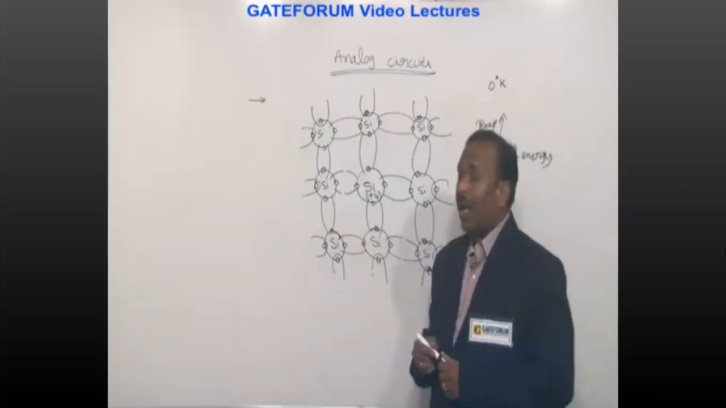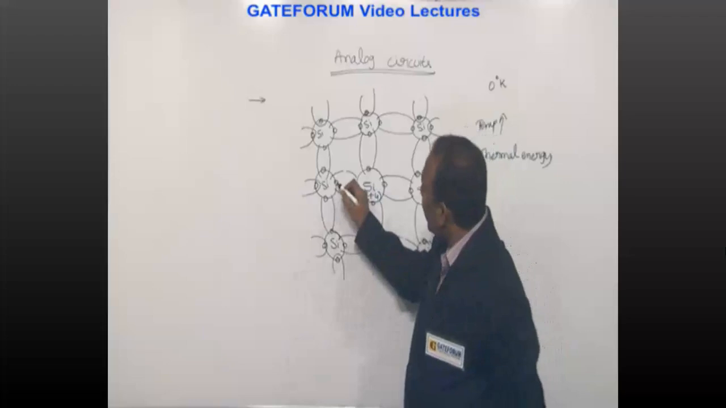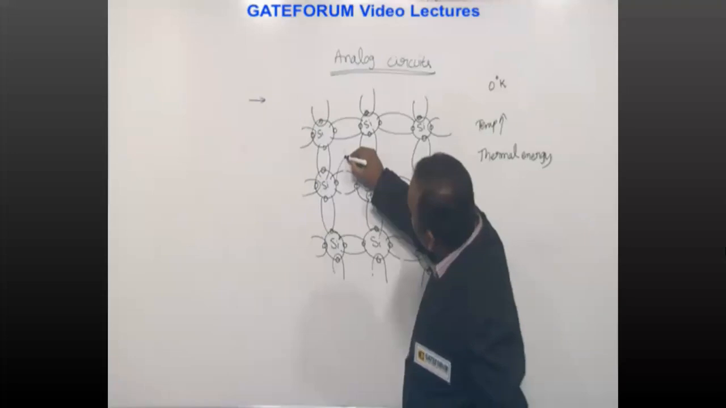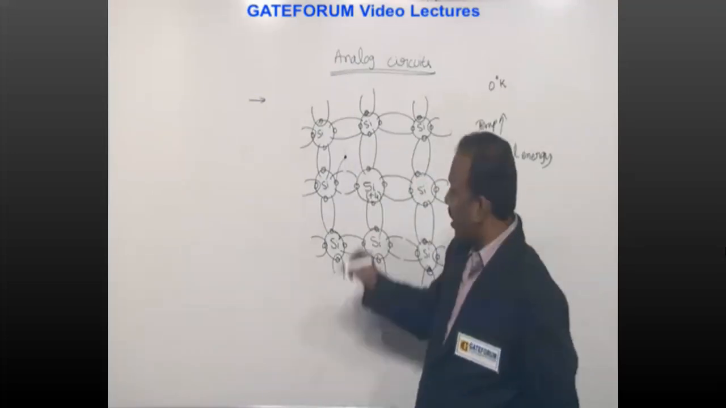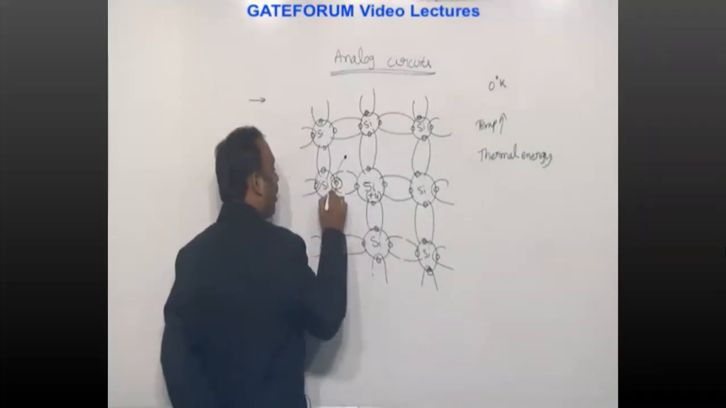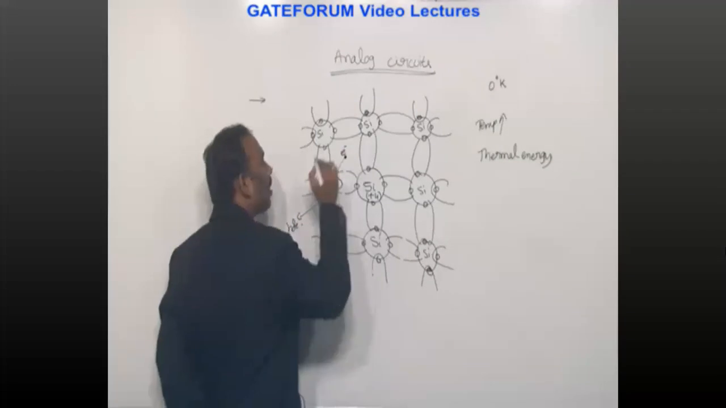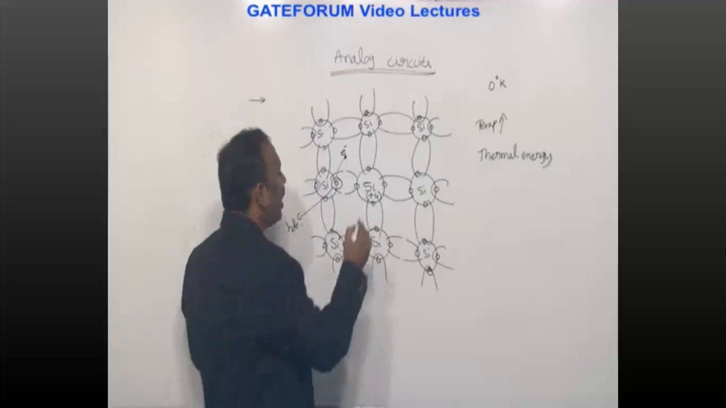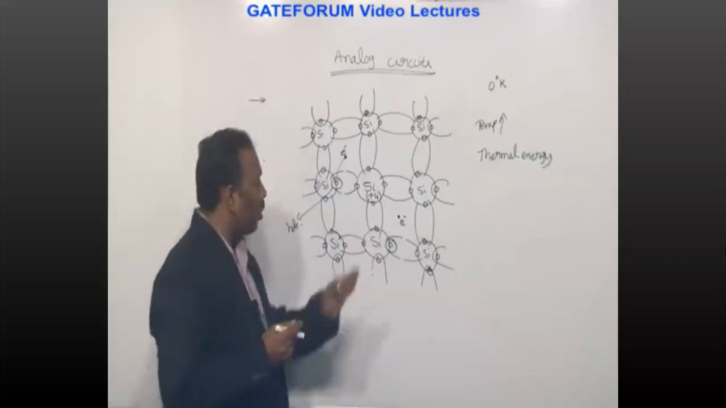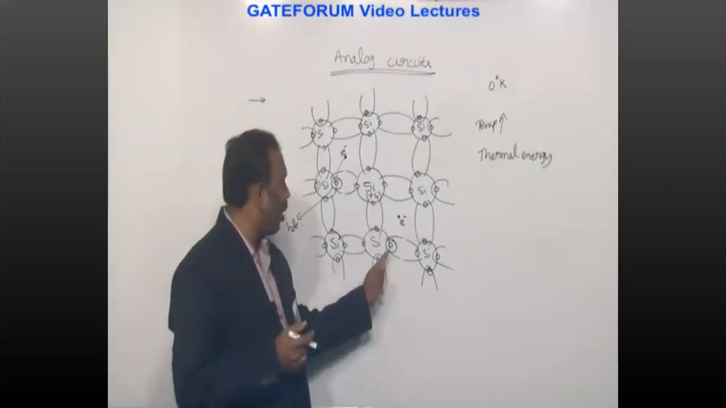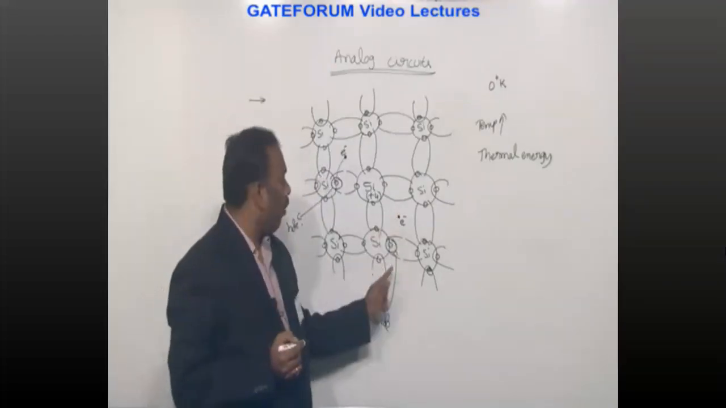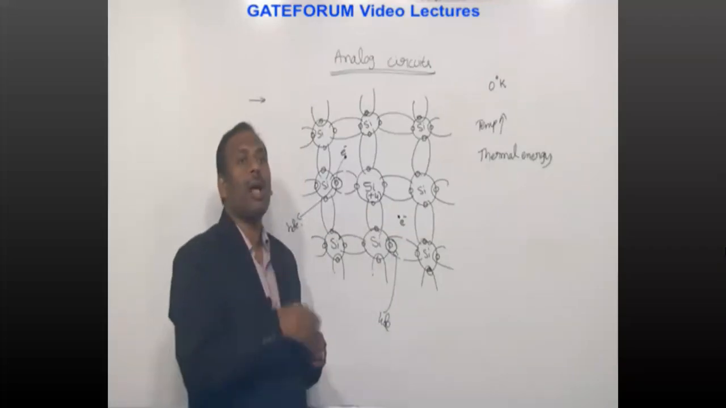Let us suppose this is broken. Now what is going to happen? This covalent bond is broken, meaning the electron moved to here. Here a hole will be created, and here an electron will be generated. Similarly, this covalent bond is broken; assume this becomes a hole, and a free electron is generated. So if you break a covalent bond, this is called a hole, this is called a free electron. An electron-hole pair is generated if you break the covalent bond.